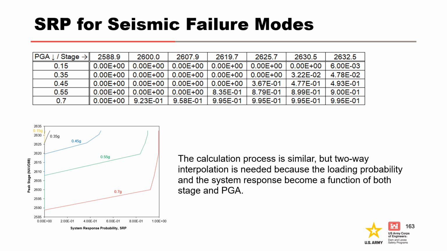Instead of being able to do the calculations one column at a time, each column becomes a table for a seismic failure mode. Two-way interpolation for the system response probabilities will be required. Past that, all the calculations are the same, there's just a lot more of them.